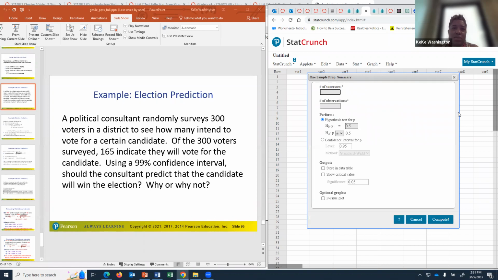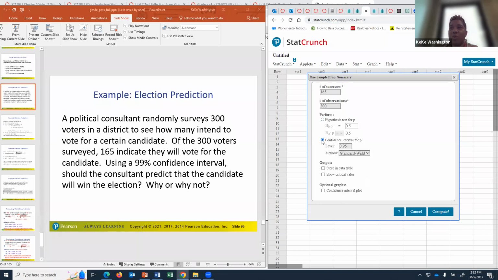And in this case, we have a summary of the information. We don't have the data on proportions questions. We don't have the actual data. We just have a summary. So here you would want to come and say, well, how many people said yes? That's the number of successes. So 165 said they will vote for the candidate, and there are 300 people in your sample. So that would be your number of observations.